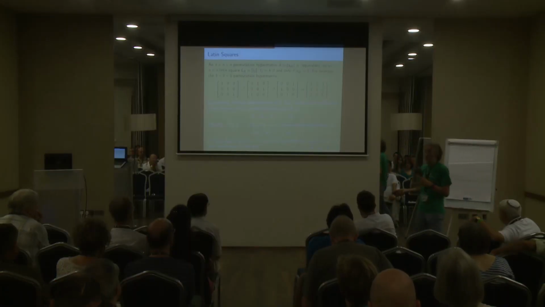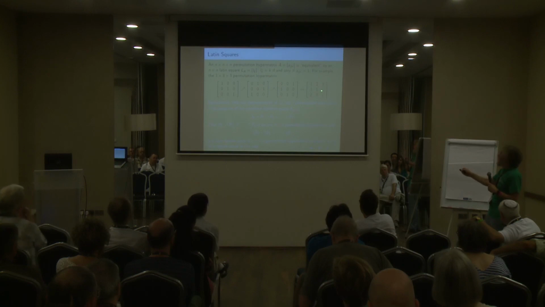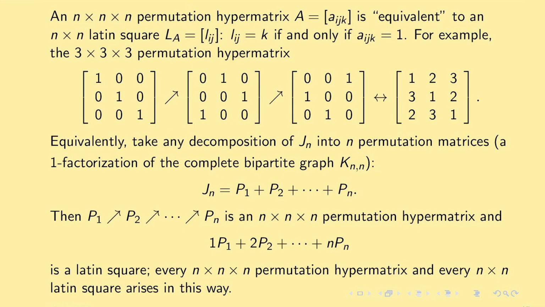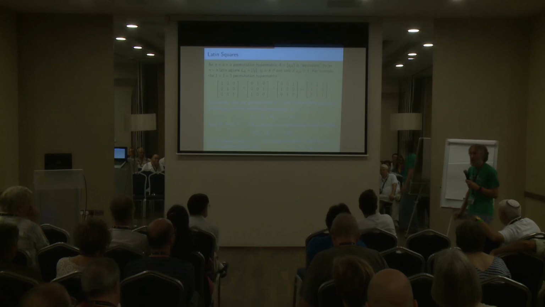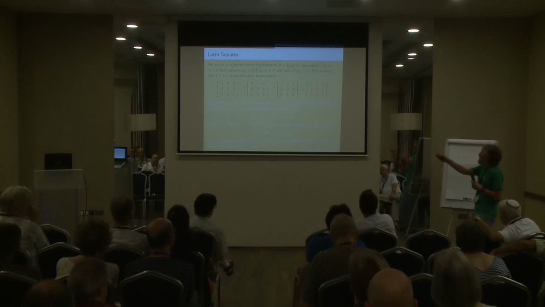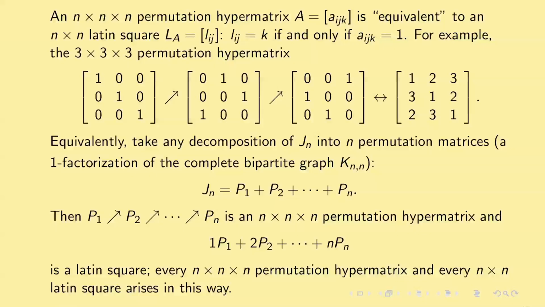As we know, a Latin square is really equivalent to an n by n by n permutation hypermatrix, okay? Equivalent to that. So for instance, if I take that Latin square and I look at where the 1s are, put them at the lower level. I look at where the 2s are, put them at the second level. Look where the 3s are, put them at the third level. I get a permutation hypermatrix. And this is reversible. If you start with one of those, you can construct the corresponding Latin square.